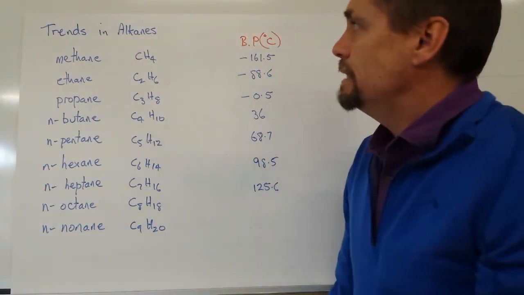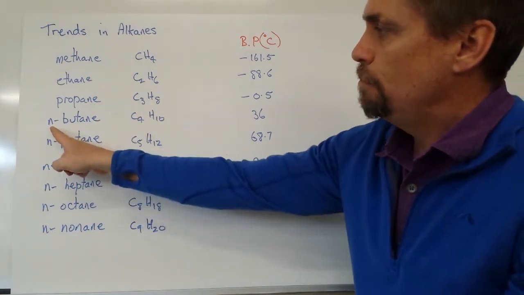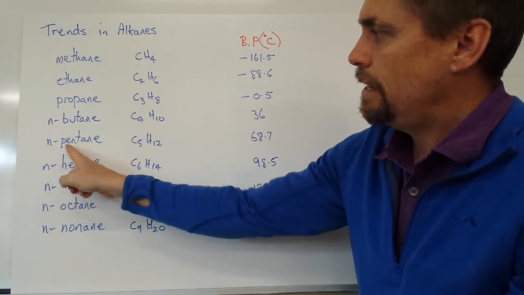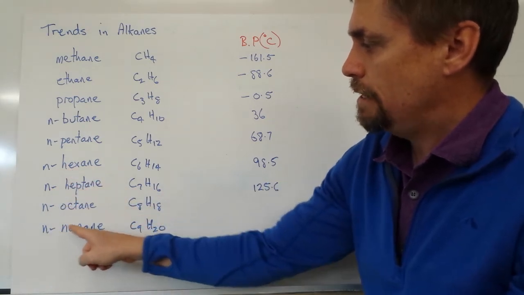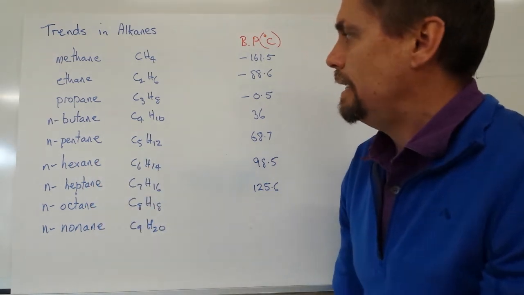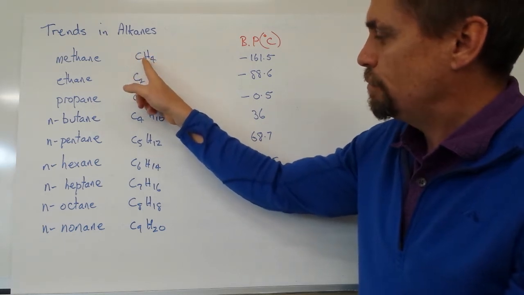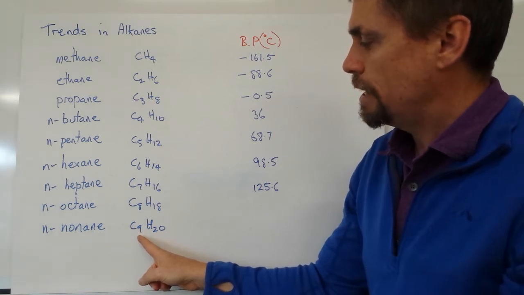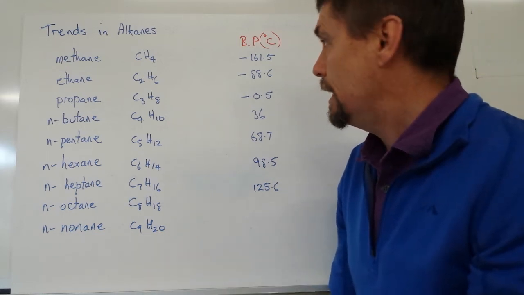So let's have a look at some trends in alkanes. We've got our methane, our ethane, our propane. I've put an n-butane representing the straight chain. Pentane is number 5, so n-pentane. n-hexane, n-heptane, n-octane, n-nonane. All of them end in the ANE, which represents an alkane. So we could write our formula, so we've got CH4 for methane, which we've looked at. We can go right down to nonane, number 9, or 9 carbons. So 9 times 2 plus 2 gives us 20 hydrogens for nonane.